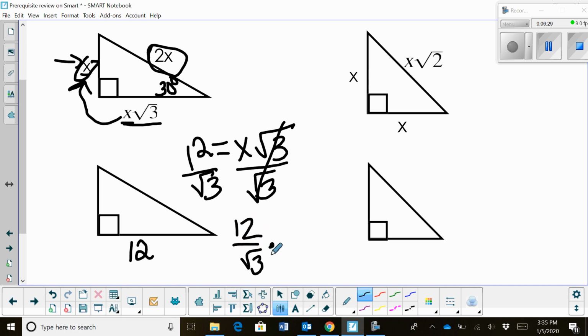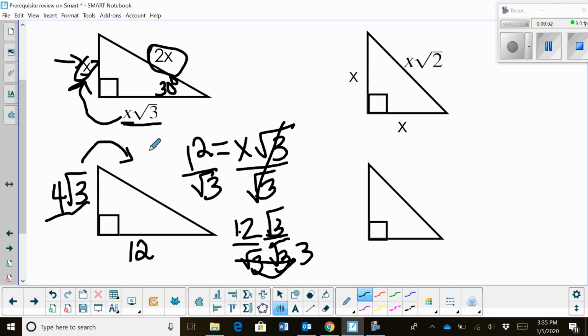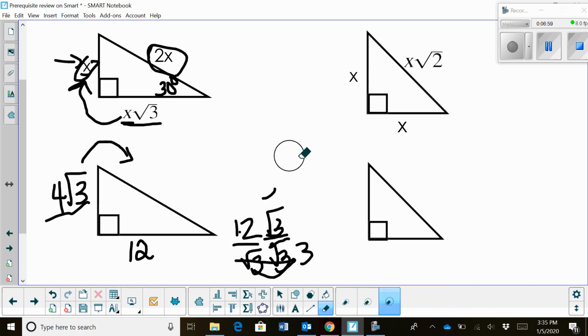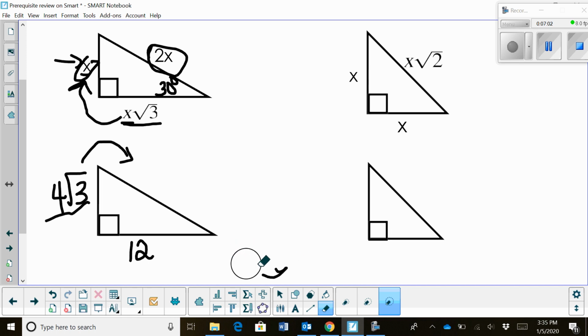Then multiply it by radical 3 to clean it up so we don't have an irrational number in the denominator. And that gives us 4 square root 3, because radical 3 times radical 3, remember, is just 3, and 12 divided by 3 is 4. So that gives us 4 root 3. Well, I'm going to take that and multiply it times 2 to get the hypotenuse. So if I take 4 radical 3 and multiply by 2, I'm going to get 8 radical 3. And that is my answer here.